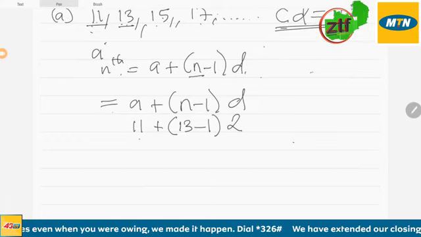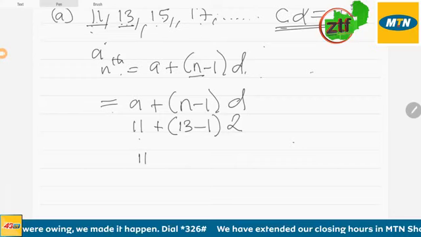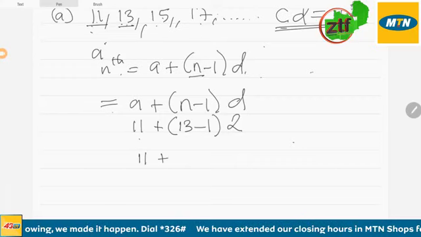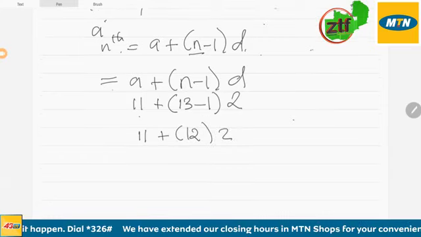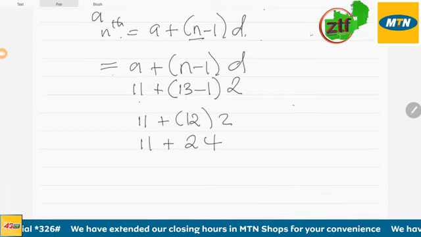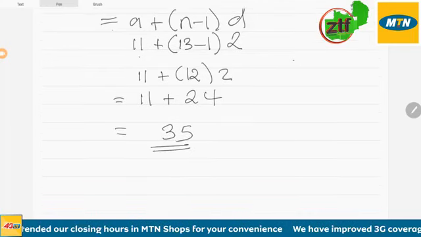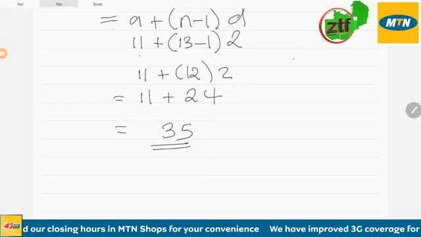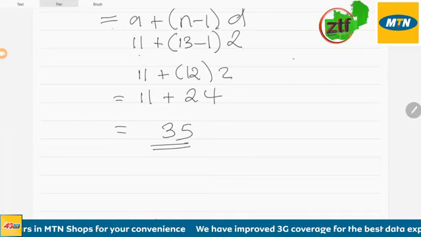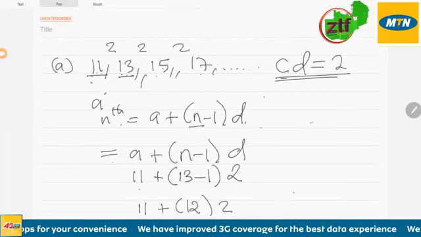Then we simplify the given expression. 13 minus 1, we simply have 11 plus 12. Then we need to multiply it by 2. And then 2 times 12, here we're going to have 11 plus 24. And if we add 11 and 24, we are going to have 35 as the 13th term. So if we are to list down the sequence, we are going to discover that from the first term, 11, 13, 15, 17, going on, the 13th term is going to be 35.